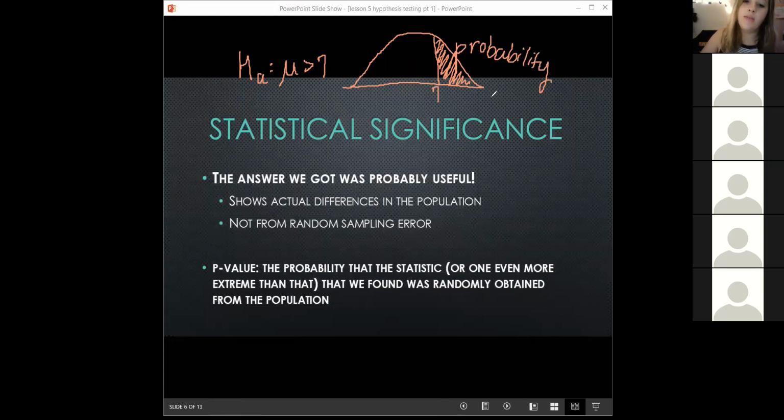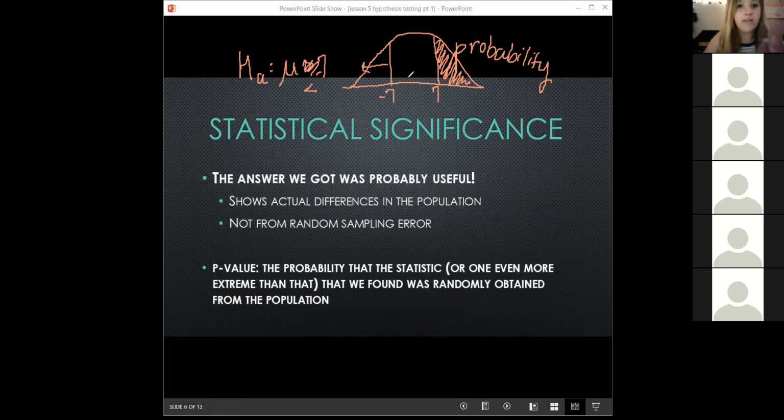So it's a probability basically that what we found or one even more extreme, so to either side. If I change this to less than, more extreme would mean, let's say this is -7 or something like that. More extreme for less than would be to the left.